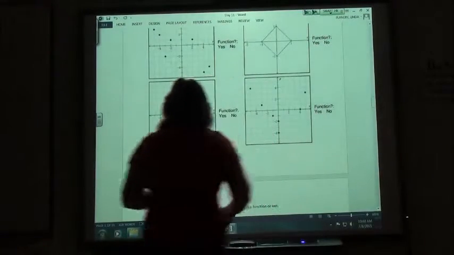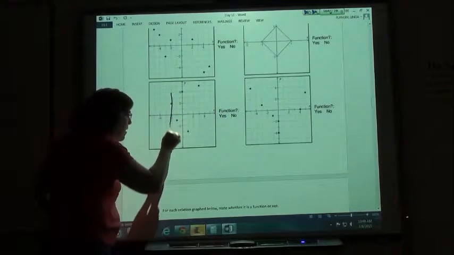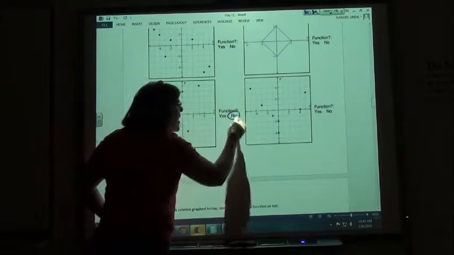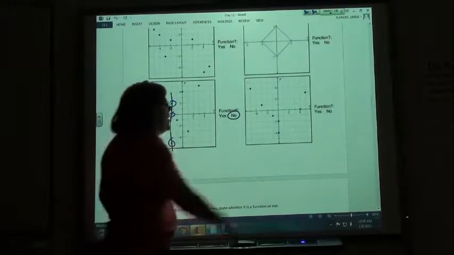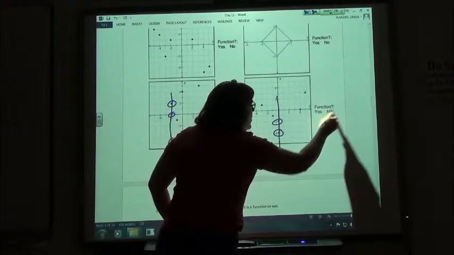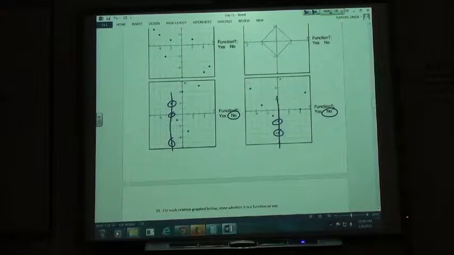The last two on that one, here, if I draw my line right here, I'm touching 1, 2, 3 places. Not going to be a function. If I happen to draw my line right here, I touch 2 places. It's not going to be a function. So if anywhere I can draw a vertical line that touches my graph more than once, it is not a function.